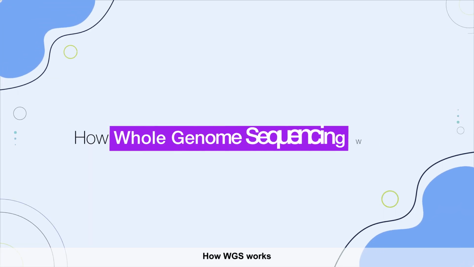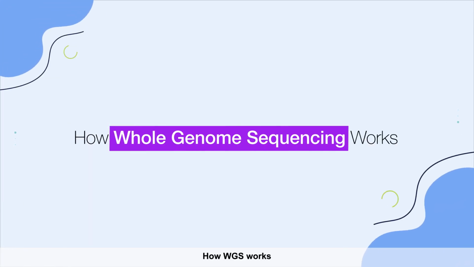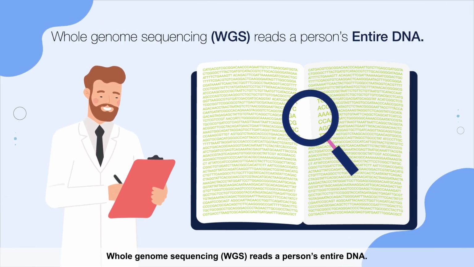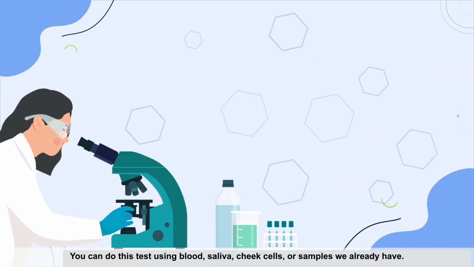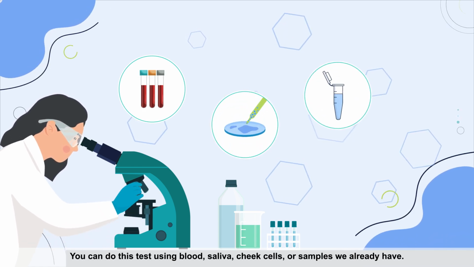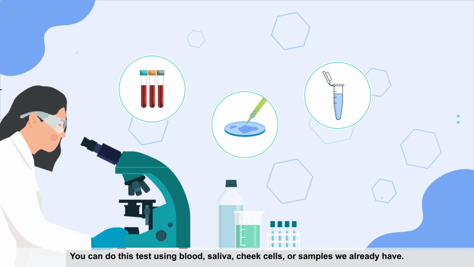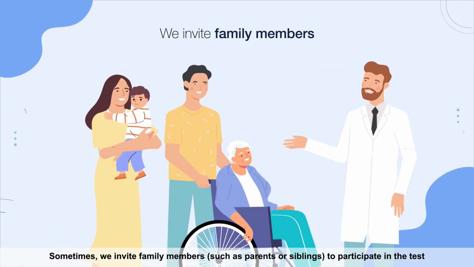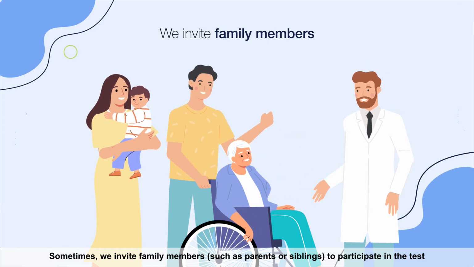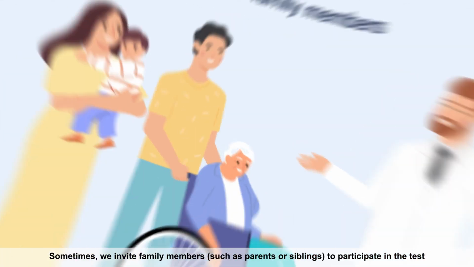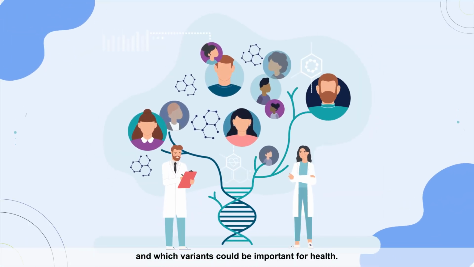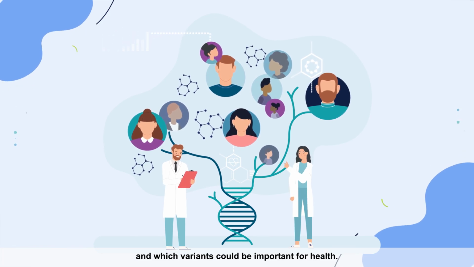How whole genome sequencing works. Whole genome sequencing reads a person's entire DNA. You can do this test using blood, saliva, cheek cells, or samples we already have. Sometimes we invite family members, such as parents or siblings, to participate in the test. To assist the team in understanding which variants are familial traits and which variants could be important for health.